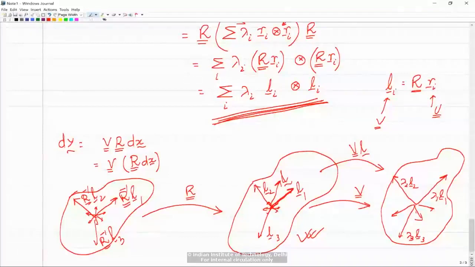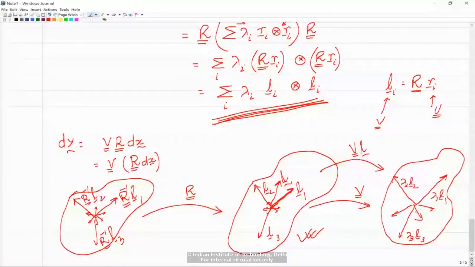It means in the left one, R inverse L1 means length as well as orientation. No, R inverse, because R is a rotation, no? So rotation does not change length, it only changes the orientation. So R inverse L1 and L1, they both have the same length. Okay, okay. Complete rotation, right?